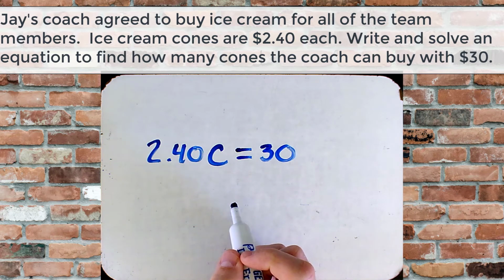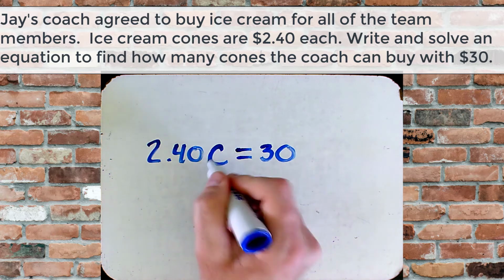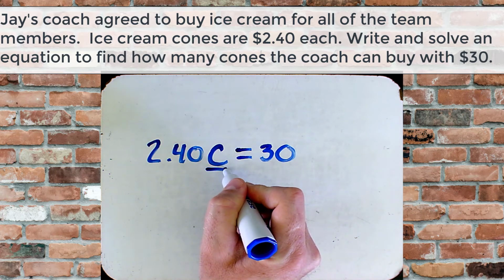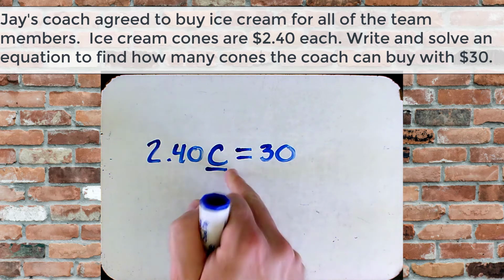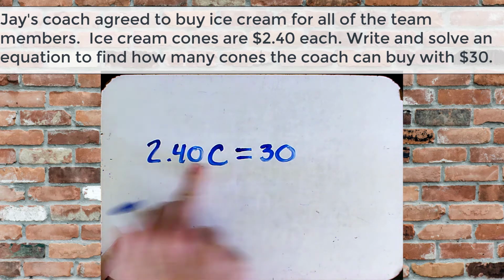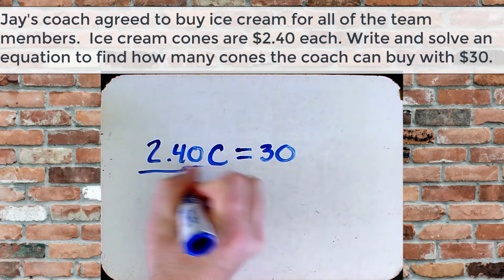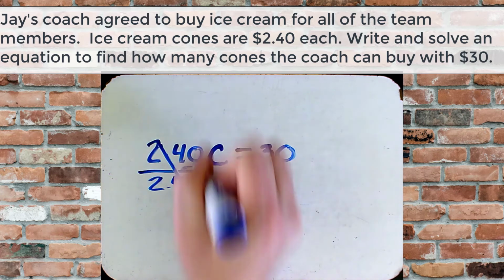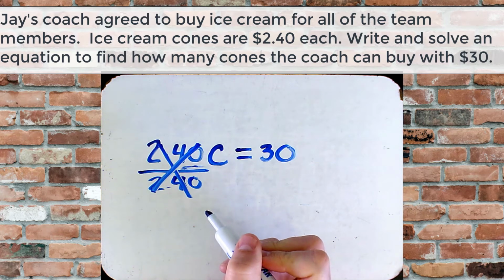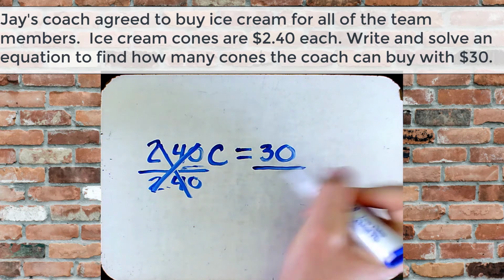Now that I have my equation, I can work to solve it. First thing I'm going to do is isolate the variable C. I can see that $2.40 is being multiplied with C, so I'll use the inverse operation and divide by $2.40 to get rid of the 2.40 that is next to the C. The division property of equality says that I have to do that on the other side as well.